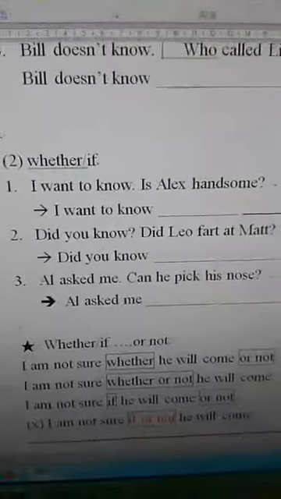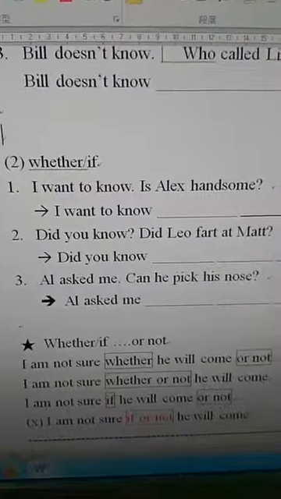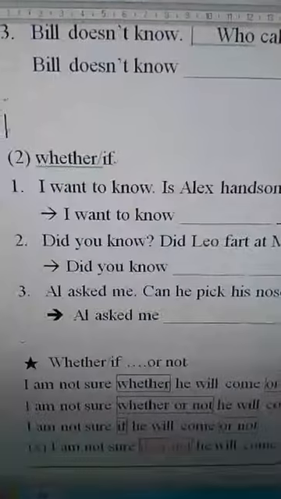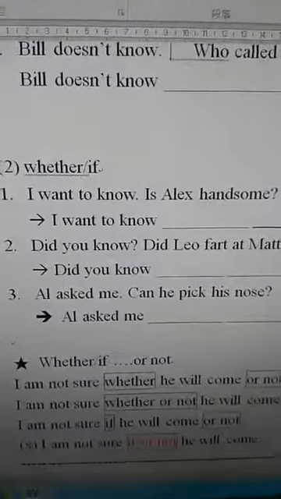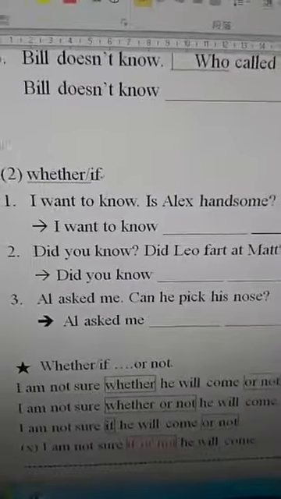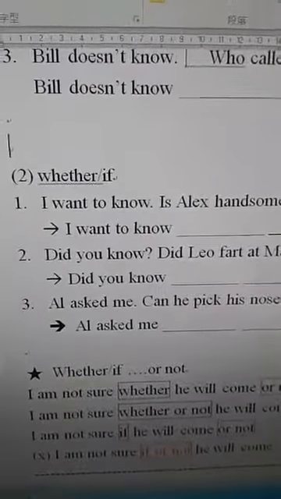Okay, so let's move on to another key point of indirect questions, that is whether and if, whether and if. Okay, so maybe we can talk about it next time. Okay, I'll talk about it next time.